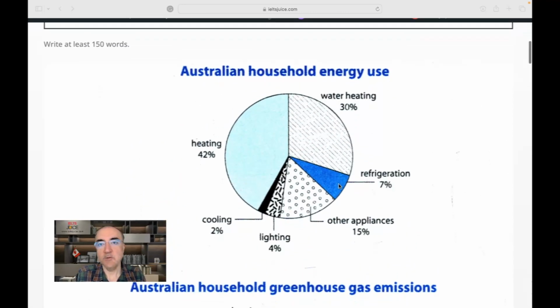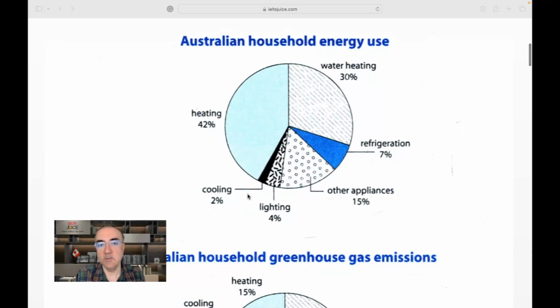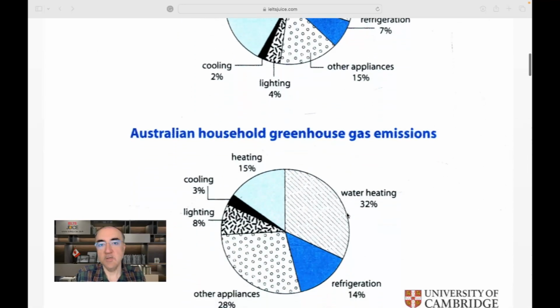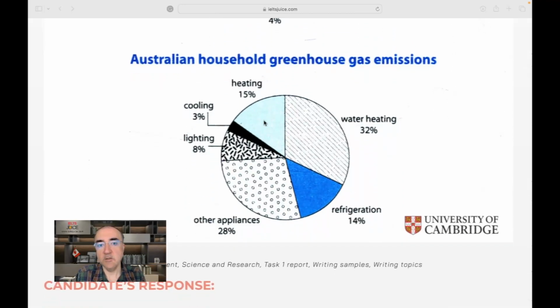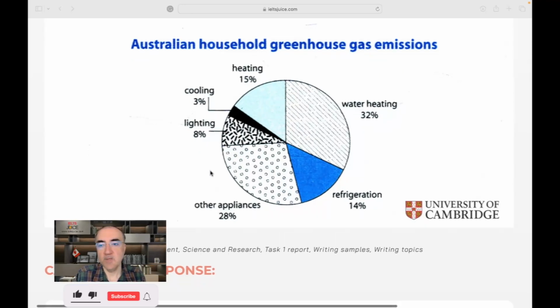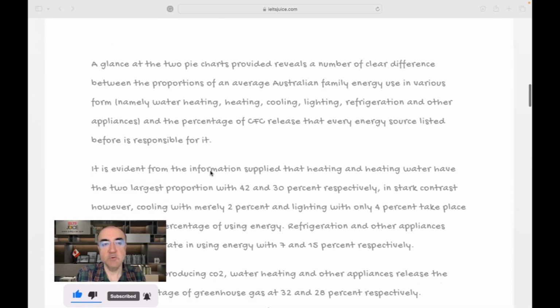In Australian household energy use, water heating and heating by itself is the largest one. The smallest one is cooling. There are also other appliances. And then Australian household greenhouse gas emissions, again, heating is not the largest one. Actually, the largest one is water heating. And there are the other appliances, and the smallest one is cooling, 3%. So let's see. Here's the report.